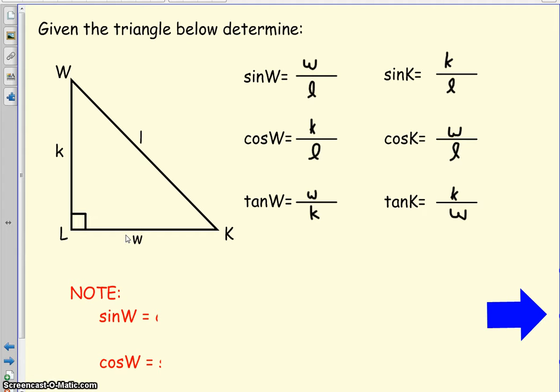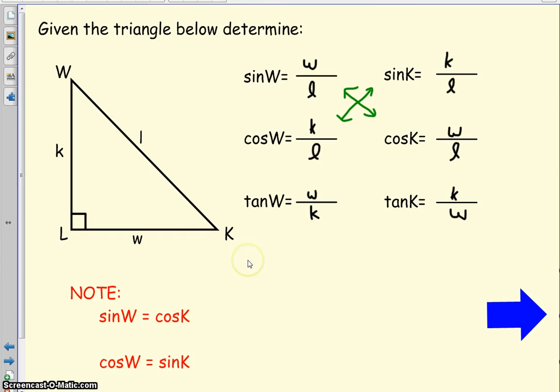Take a second here and check your answers. These ratios are expressed in terms of the variables we use for those three sides in the triangle. Here are a couple things I want you to notice, and you may remember some of this from last year. One thing you might notice is that the sine of W is equal to the cosine of K. And the opposite is also true: the cosine of W is equal to the sine of K.